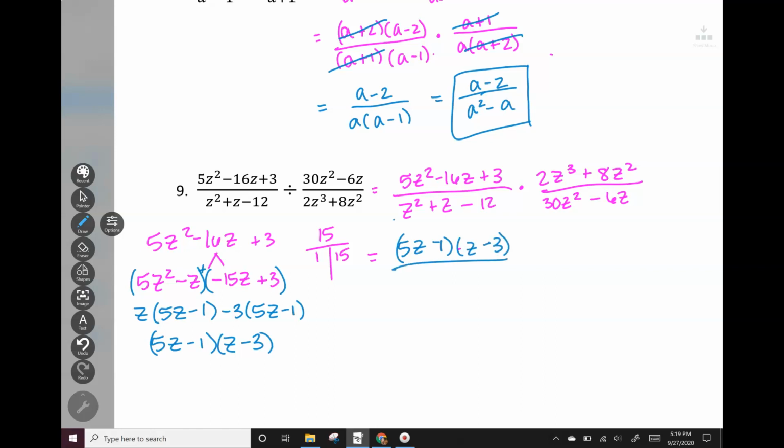And in the second one, leading coefficient is just 1, so I really don't have to do all that work. Two numbers that add to 1 and multiply to negative 12. That's going to be 4 and negative 3, so I can just do z plus 4 and z minus 3. Okay, in this next one, it's a binomial, and I've got a GCF of 2z squared. So that leaves me with z plus 4. And finally, in this denominator, we've got a GCF of 6z.